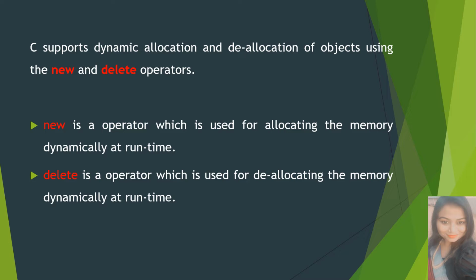In dynamic memory allocation, the C programming language supports allocation of objects using two operators: one is called the new operator and the other is called the delete operator. C supports two different types of operators used for allocating and deallocating memory. The new operator is used for allocating memory dynamically at runtime, and the delete operator is used for deallocating memory dynamically at runtime.